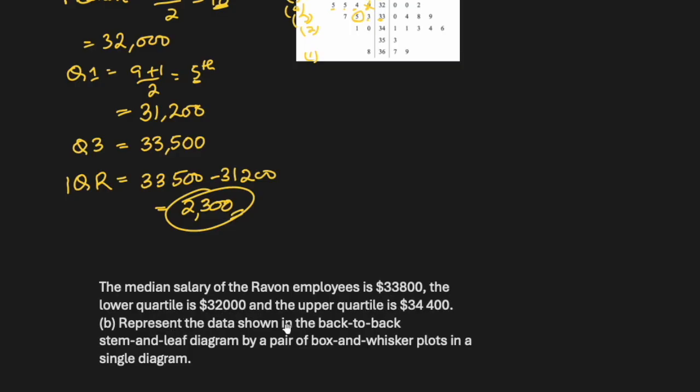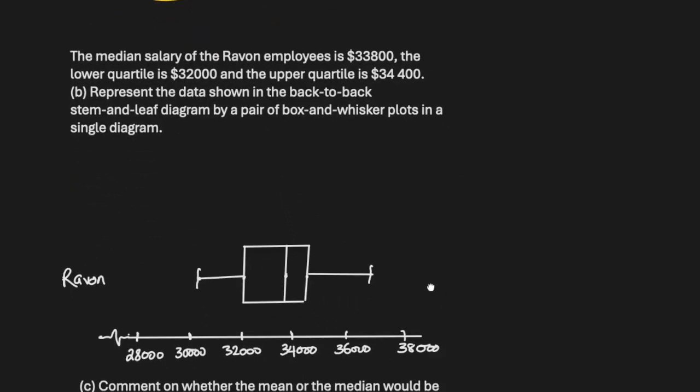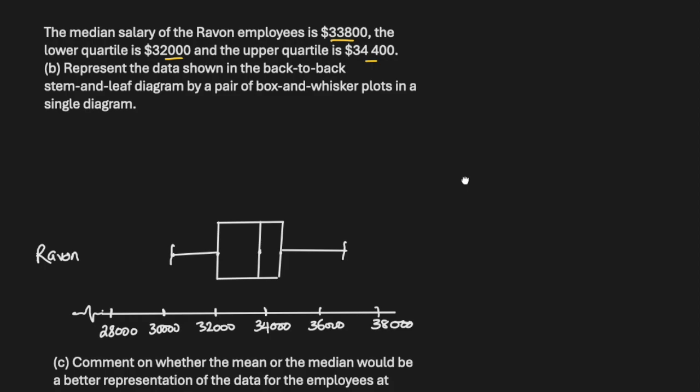Lower quartile is given, upper quartile is given. Represent the data shown by a back-to-back stem and leaf diagram or by a pair of box and whisker plots in a single diagram. So what I've done, I've already drawn the box and whisker for Raven, because they gave these three data that I plotted here. Now I will plot the ones we got.